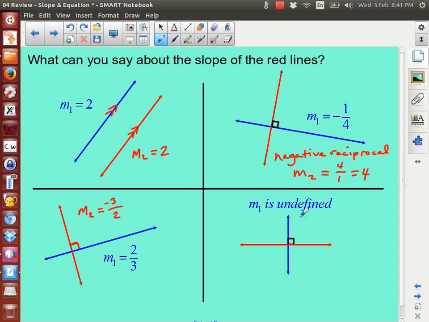And lastly, I've got a vertical line here. My blue line is vertical. That means that that slope is undefined. So what is perpendicular to a vertical line? Well, perpendicular to a vertical line is this red line, which must be a horizontal line. And so the slope of a horizontal line, as we looked at in the previous slide, is equal to 0.